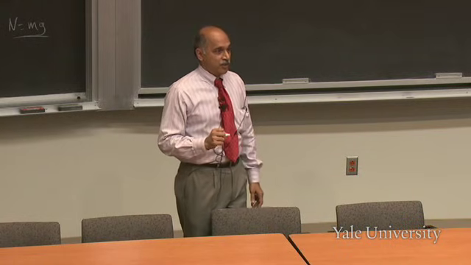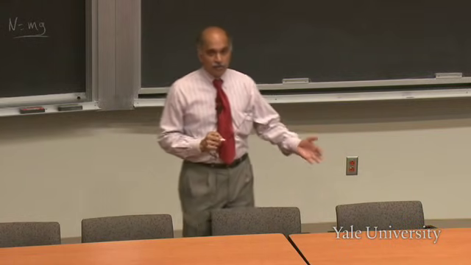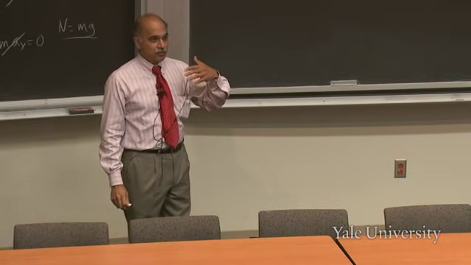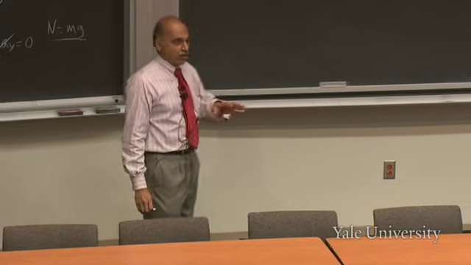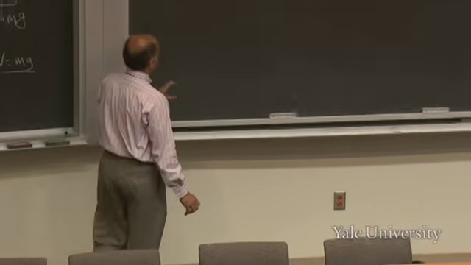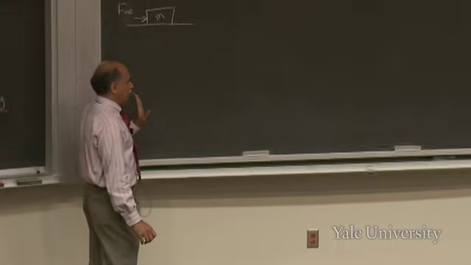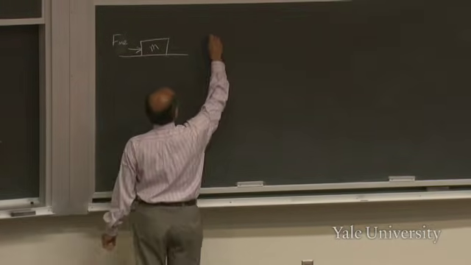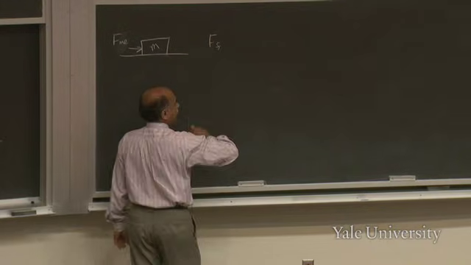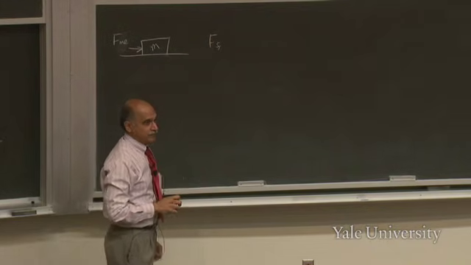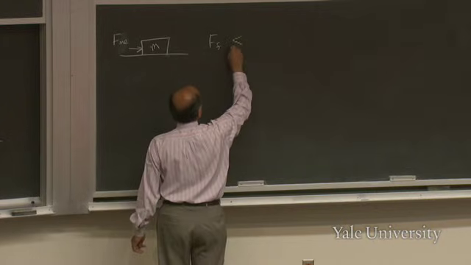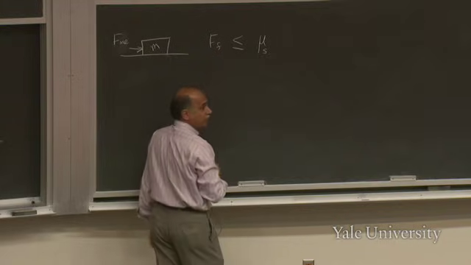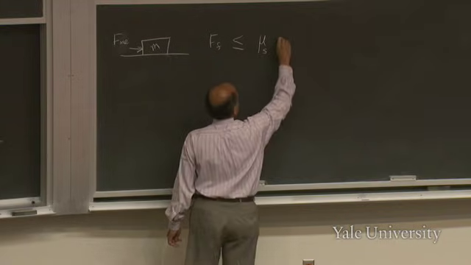It will not be less than what I apply because then it will move. It cannot be more than what I applied because then it will start moving backwards. So it will do what it takes to keep it from moving. So static friction is a force which has a range from 0 to some maximum. So let's call it the force of friction is less than or equal to some maximum. And that maximum turns out to be a number called the coefficient of static friction times the normal force.